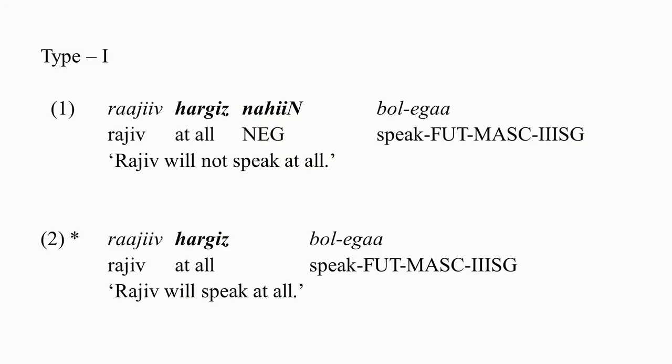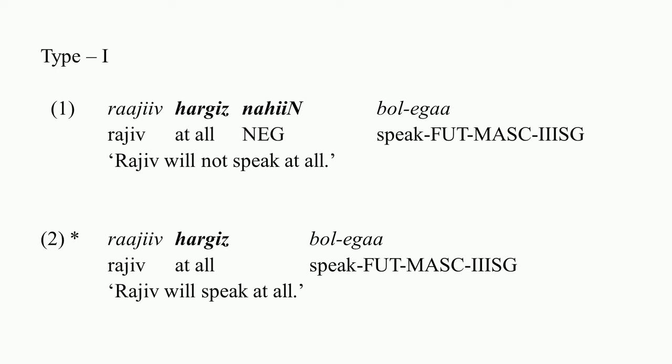So let's look at some examples. So here are two sentences from Hindi, and the sentence is Rajiv hargiz nahi bolega, meaning Rajiv will not speak at all. Look at the constituents of this sentence.